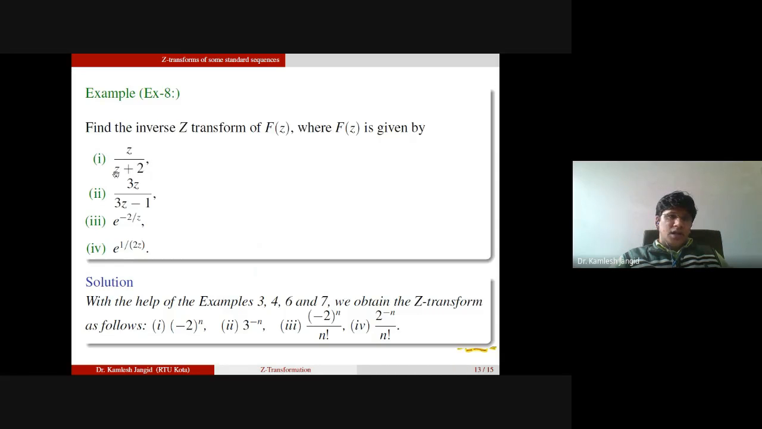So we know that the z transformation of the constant sequence is equal to z upon z plus 2. This is the z transformation of the sequence minus 2 to the power n. So the inverse of this equals minus 2 to the power n. And this is the z transformation of the sequence 3 to the power minus n. So this inverse is 3 to the power minus n. This is the z transformation of the sequence (minus 2) raised to the power n upon n factorial. So its inverse is given by this one. And this is the z transformation of the sequence 2 raised to the power minus n upon n factorial. So therefore, its inverse is this one.